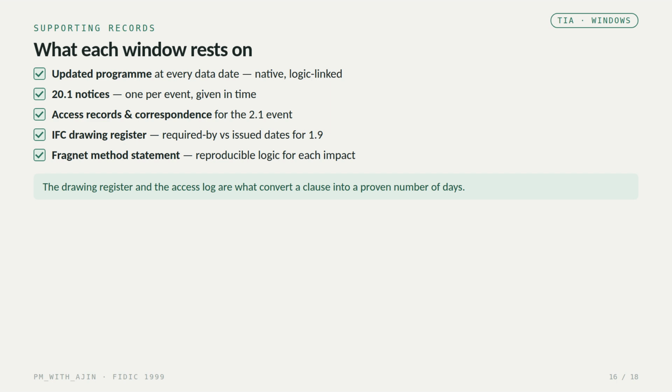For the access event, you need the access records and correspondence showing when possession was actually given. For the IFC event, you need the drawing register showing the required by date against the actual issue date. That's what proves the 20 days. And you need a fragment method statement, so each impact is reproducible. The drawing register and the access log are what turn a clause into a proven number of days.